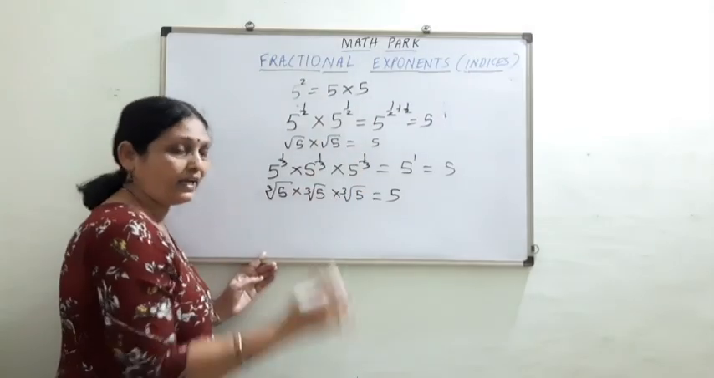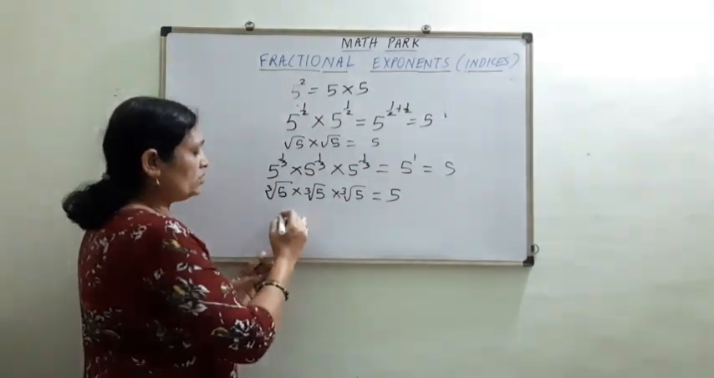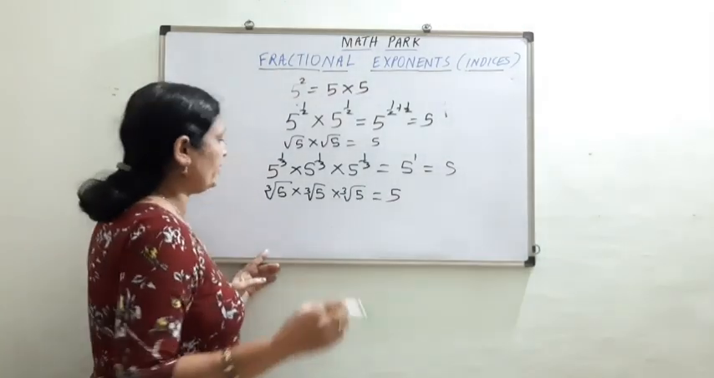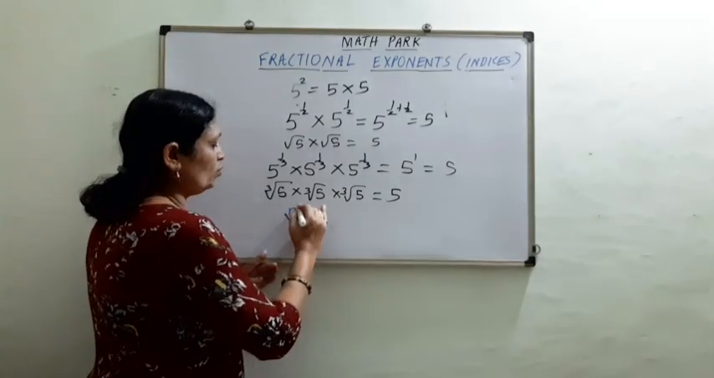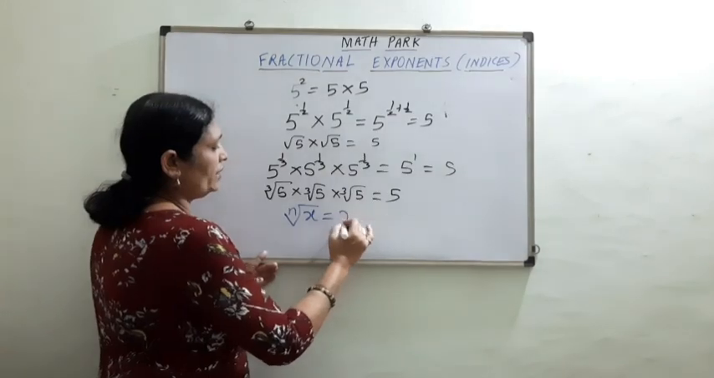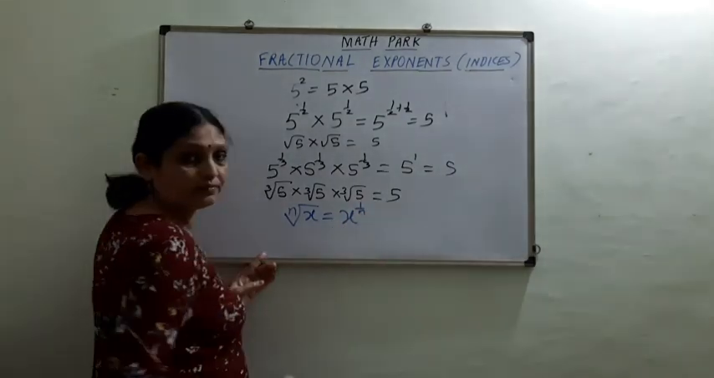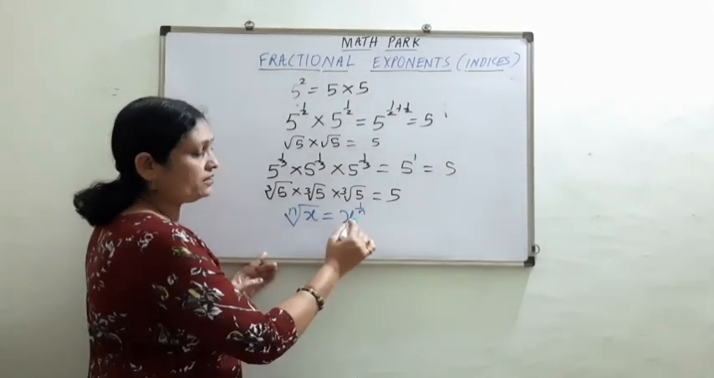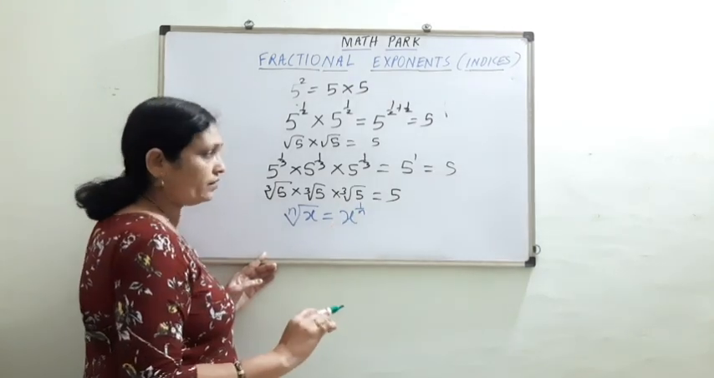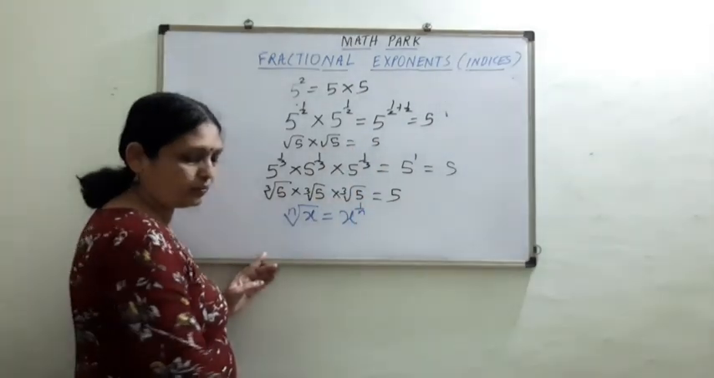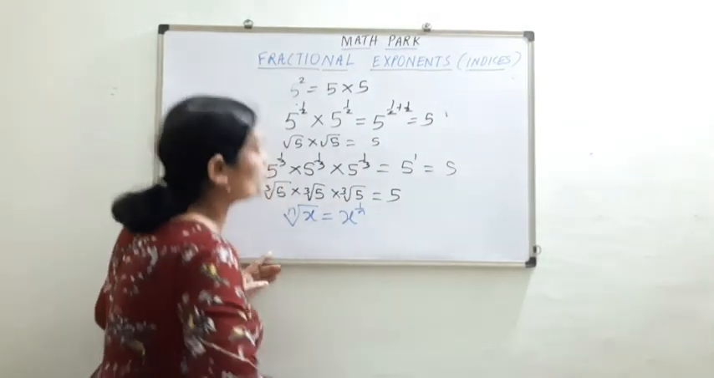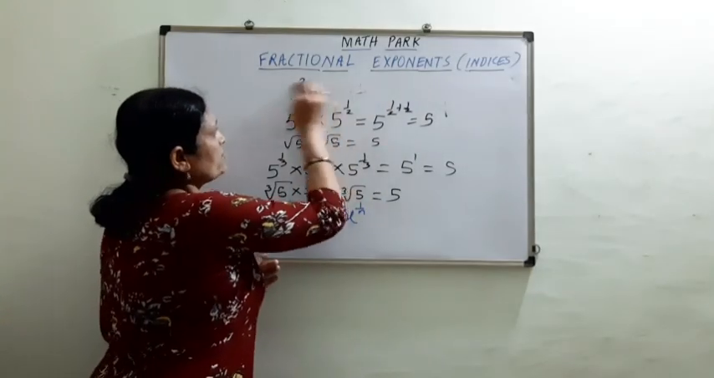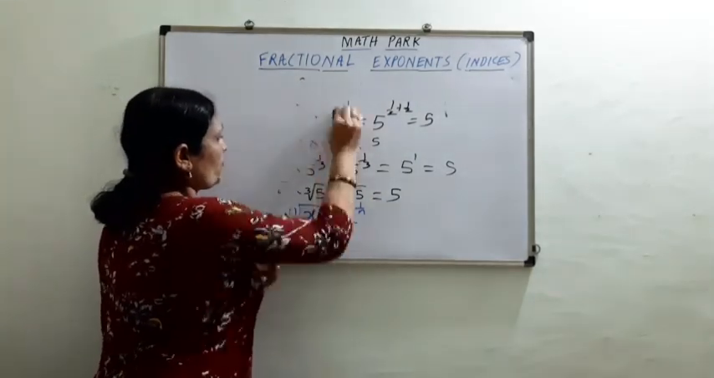So, here we arrive at a formula. Suppose I am writing nth root of x. So, nth root of x is equal to x raised to 1 by n. Now, we are going to solve some problems based on fractional exponents. So, let us take one easy question.